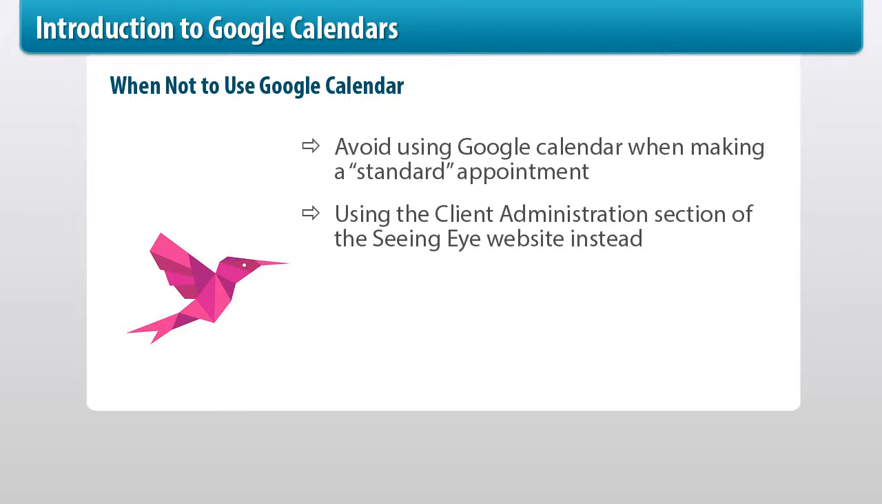What this means in practice is that once you use Google Calendar to set up your recurring appointments and block out your non-work time, you will actually be using the Seeing Eye website to make most of your one-off appointments. You will need to revisit the Google Calendar whenever you need to delete or reschedule an appointment, but for the most part, you'll be making bookings through the Seeing Eye website.